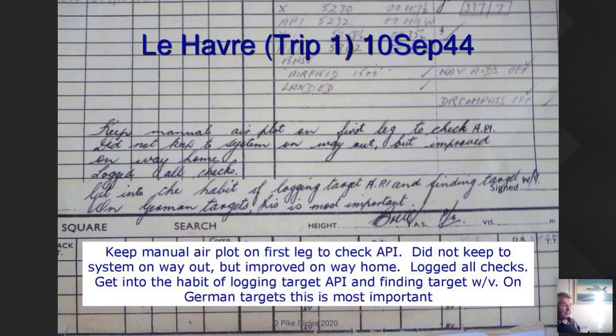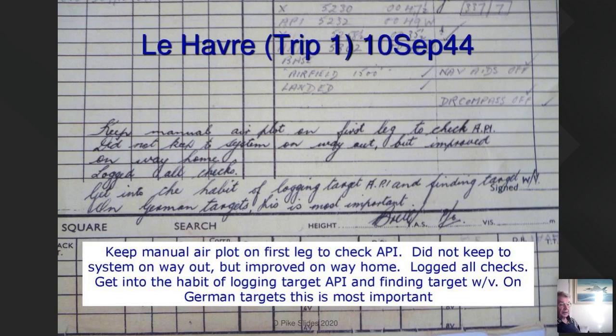So to give you an example, this is the leader's writing at the bottom of his first trip. I won't go into all of it, but just to point out that they said he didn't keep the system. Every squadron, every command, every group had a system, a standardized way of doing things. And if you didn't keep to the system, you got your fingers wrapped.